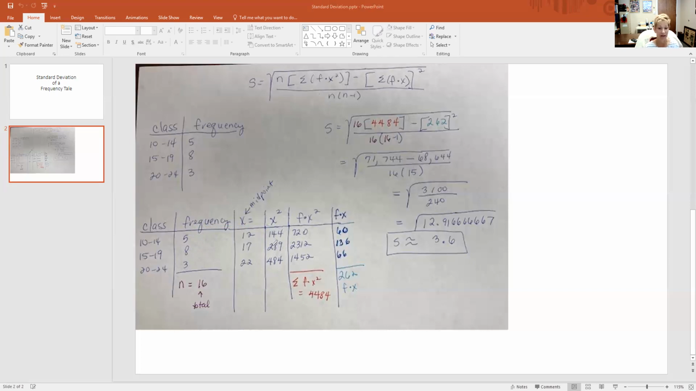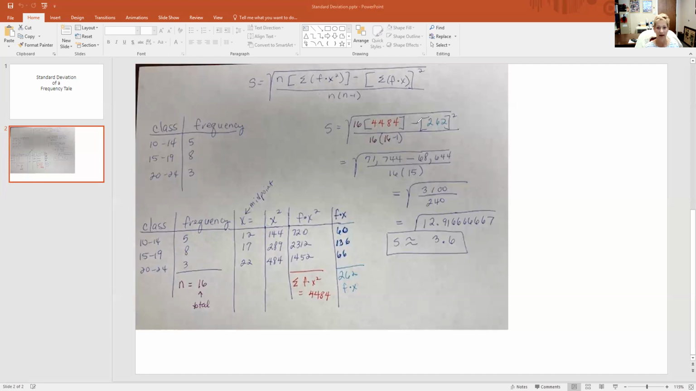I could have made a mistake. So what am I going to do with all these answers? Once I squared the midpoints and multiplied every one of those squared numbers by the frequency, it says, okay, now add those answers up. Remember that summation symbol means add. When I added these numbers up, I got 4,484. So that's why right here in this bracket, I've got 4,484. It's what I got when I added all of those answers.